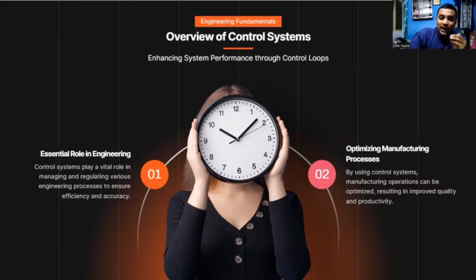Enhancing system performance through control loops. First, what is the essential role of control system in engineering? We'll take a brief look at what control system is, and then we'll go to the main topic. Control system plays a vital role in managing and regulating various engineering processes to ensure efficiency and accuracy. It plays a major role in optimizing the manufacturing process. By using control system, manufacturing operations can be optimized, resulting in improved quality and productivity. So the control system is directly proportional to the productivity and improved quality of the items.